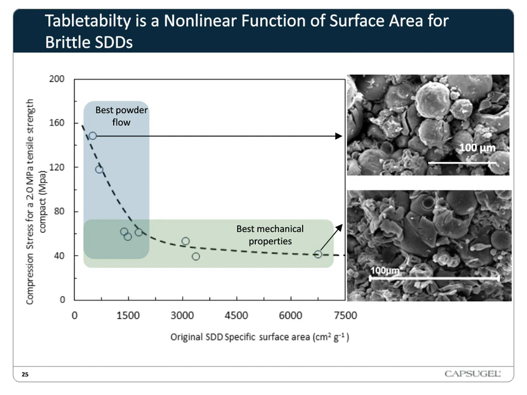And here, what's not shown is some of the powder flow testing. The blue rectangle represents the SDDs with the best powder flow, and the green rectangle represents SDDs with the best mechanical properties. So now we can start to co-optimize the powder flow and the mechanical properties by looking where these two rectangles intersect. And it looks like there are 3 SDDs within that area.